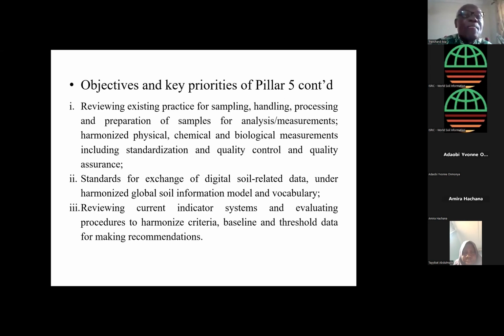Number 4, reviewing existing practice for sampling, handling, processing, and preparation of samples for analysis. Number 5, standards for exchange of digital soil-related data under a harmonized global soil information model and vocabulary. And of course, objective number 6 of harmonization is to review current indicator systems and evaluate procedures to harmonize criteria, baseline, and threshold data for making recommendations.